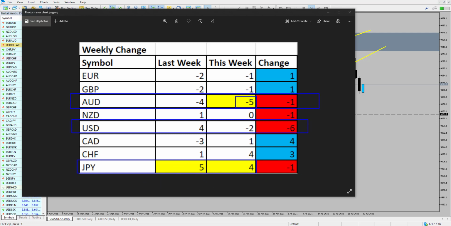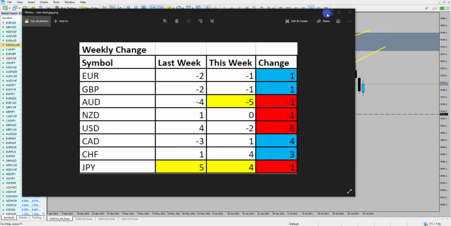But the stronger currencies of the week have been the Canadian dollar and the Swiss franc, and the Swiss franc against the US dollar is looking pretty decent if we look at it from a trend trading point of view. So we're going to take a look at that market in this week ahead analysis.